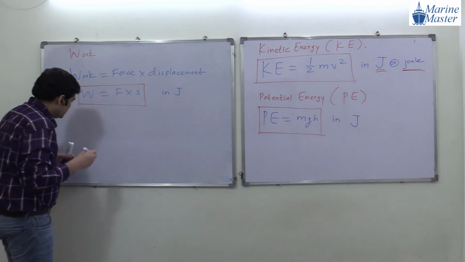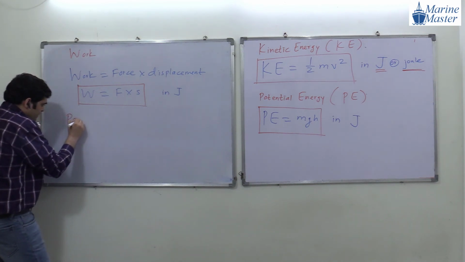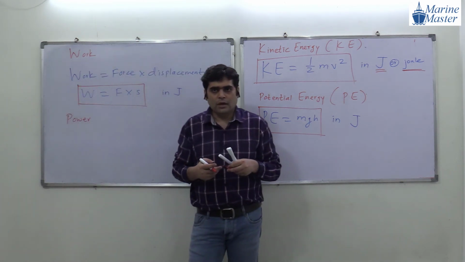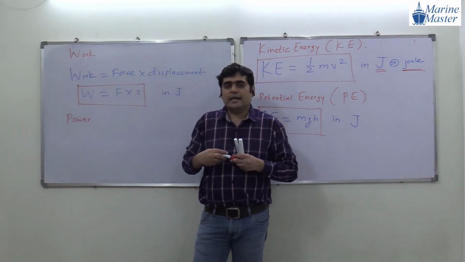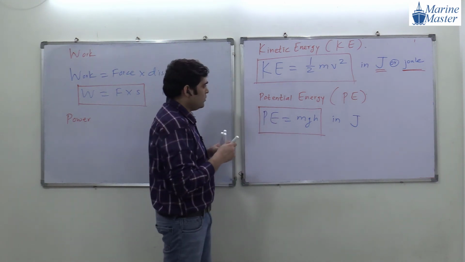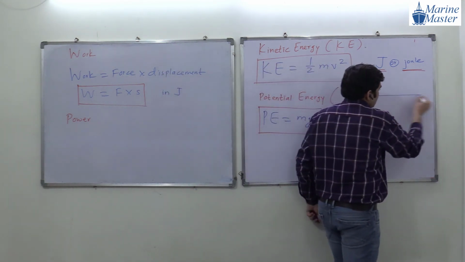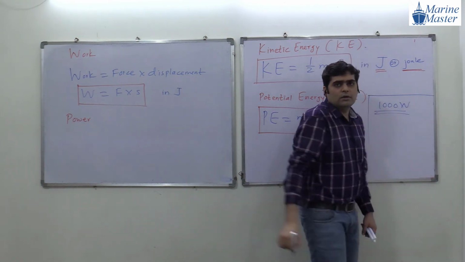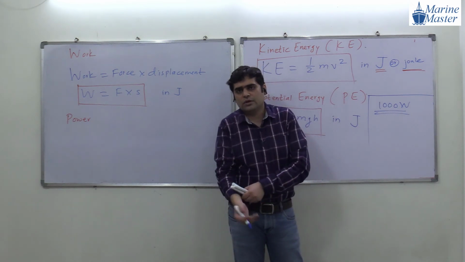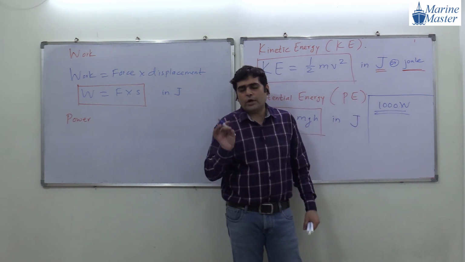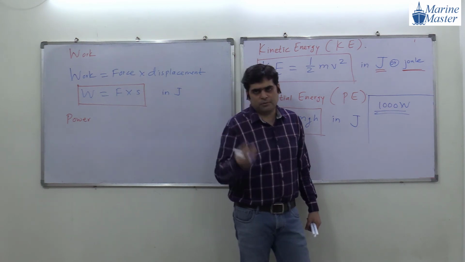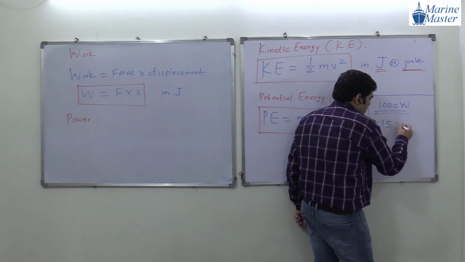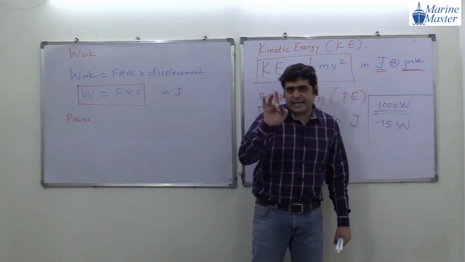Now the next very important term is power. If you observe a bulb or an AC, suppose the AC is consuming power of 1000 watt. Just imagine that. What is meant by 1000 watt? Or one normal LED bulb of 15 watt. Watt means joule per second. Very good.